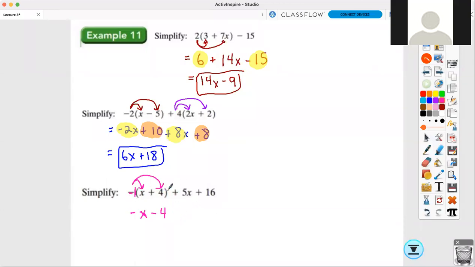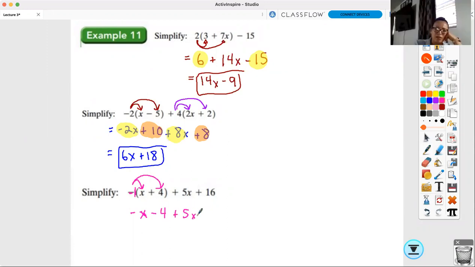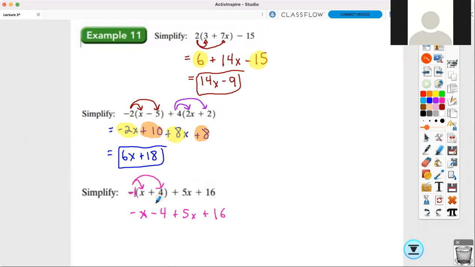Now, notice how I didn't draw any arrows to the 5x and the 16. Can anyone explain why again? It's not in the parentheses. Now we bring it down and we combine our like terms. We can combine -x with positive 5x, and we can combine -4 with 16.